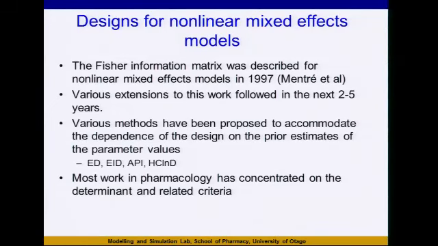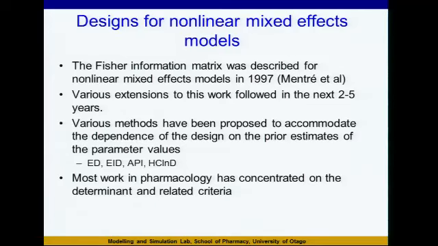Can you read these acronyms? Oh yes, this is ED, EID, API, HCRND. You want me to tell you what they are as well? Okay, the E is expectation. So this is the expectation of the determinant over the prior of your parameter space. And this is the expectation of the inverse of the determinant.